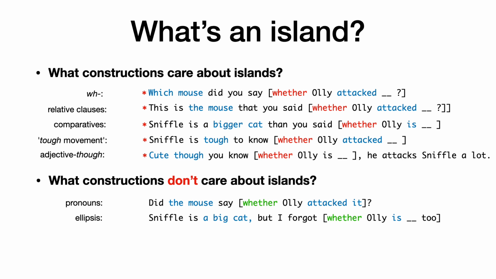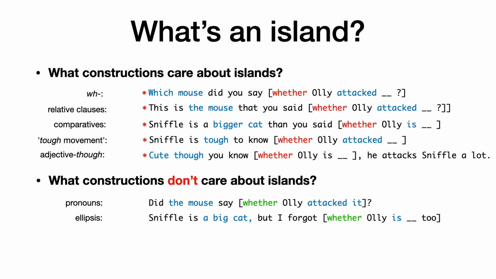And we see that there are dependencies that involve a missing part, a gap, that are also not island sensitive. Sniffle is a big cat, but I forgot whether Ollie is too, right? That sounds fine. So again, we're claiming that Sniffle is a big cat, and then we're also saying that I forgot whether Ollie is a big cat. So this is an ellipsis construction. And we see that ellipsis doesn't care about this either.